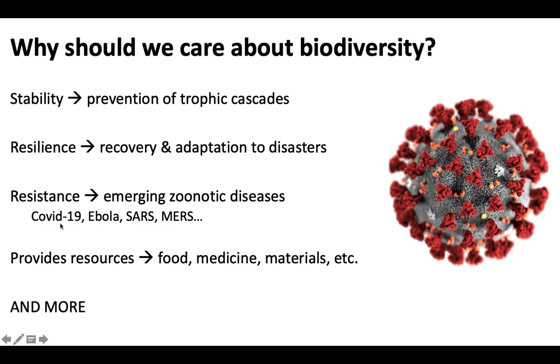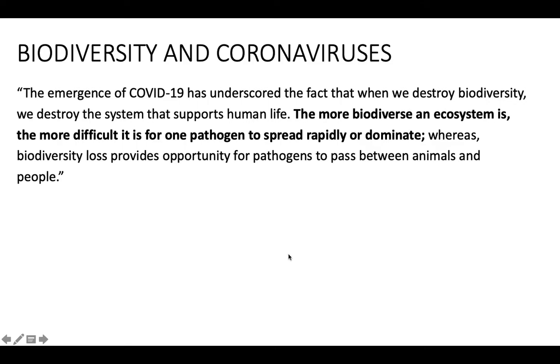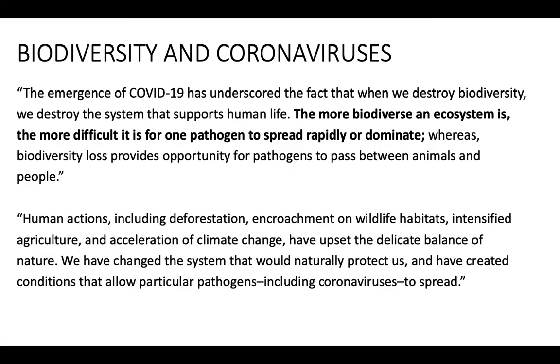But I want to hone in on this COVID-19 thing and the connection to biodiversity because it's pretty eerie how apropos it is. Here's a quote. The emergence of COVID-19 has underscored the fact that when we destroy biodiversity, we destroy the system that supports human life. The more biodiverse an ecosystem is, the more difficult it is for one pathogen to spread rapidly or dominate, whereas biodiversity loss provides opportunity for pathogens to pass between animals and people. Continued human actions including deforestation, encroachment on wildlife habitats, intensified agriculture, and acceleration of climate change have upset the delicate balance of nature. We have changed a system that would naturally protect us and have created conditions that allow particular pathogens, including coronaviruses, to spread.